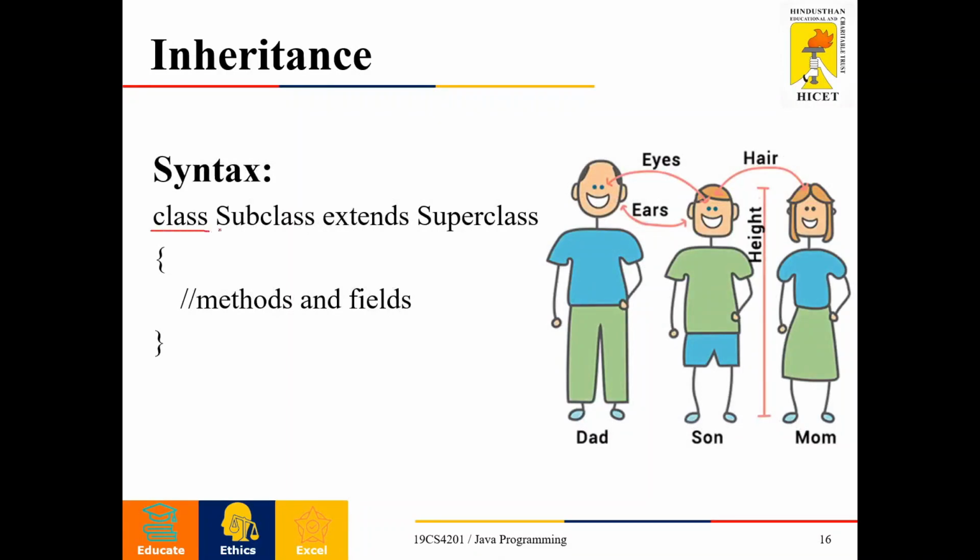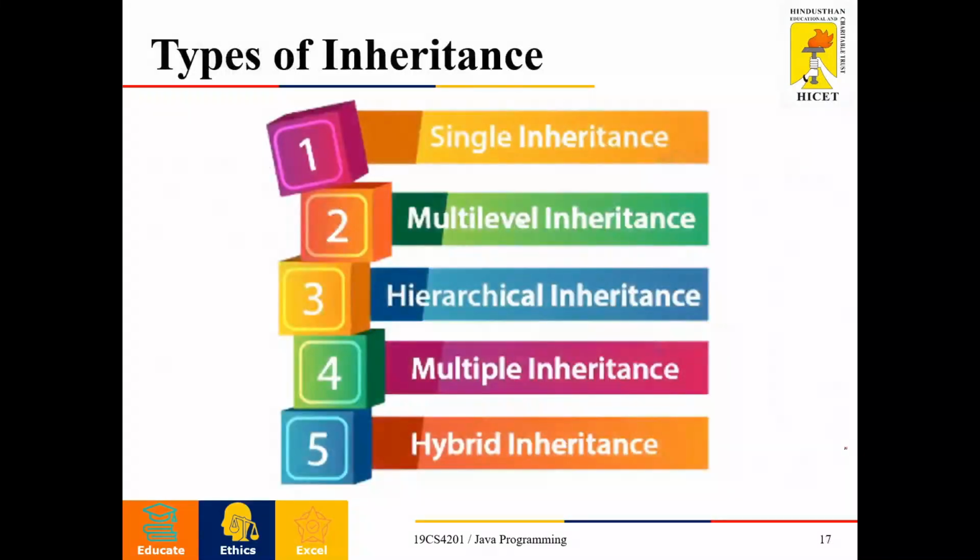First is the class keyword, then the subclass, the keyword extends, and the superclass. A class contains attributes, methods, nested classes, and even nested interfaces. This is an example where a son derives the properties from his dad and his mom, a real-time example for inheritance. There are five types of inheritance in Java: single inheritance, multilevel inheritance, hierarchical inheritance, multiple inheritance, and hybrid inheritance.